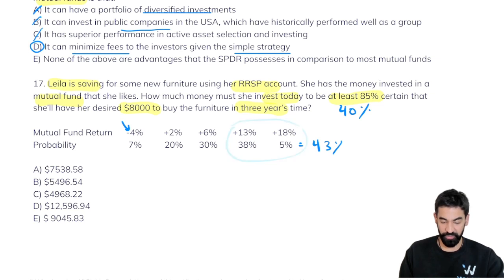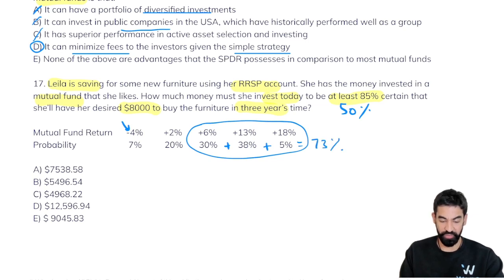So now let's make up another number. What if they had said at least 50%? Then what would you take? At least 50%. Now these two add up to 43. So then you would take the third one. You would take the top three. 30 plus 38 plus 5. That's 68 plus 5 is 73, which meets the minimum requirement of at least 50%.